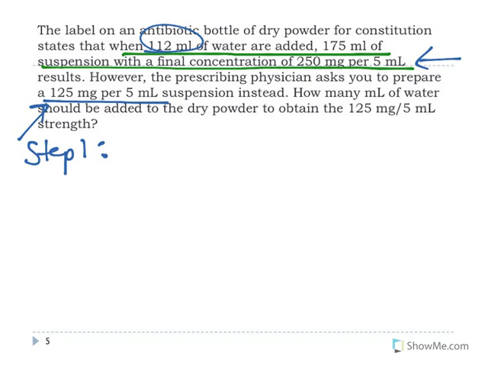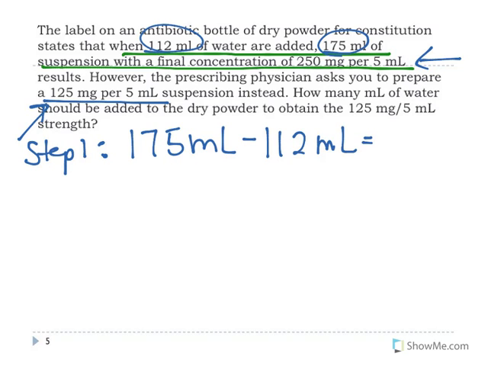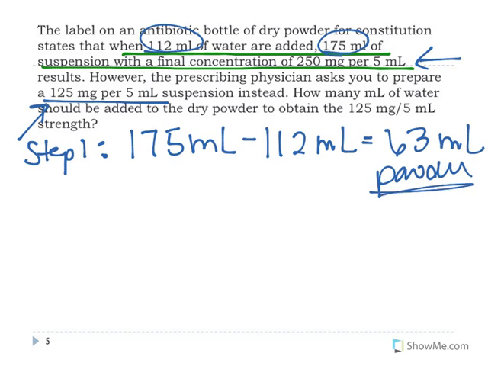And in this case, we figure that out by our manufacturer's instructions that our final product of 175 milliliters required 112 milliliters of water. And that means that 63 milliliters of volume must be from the powder. Now, no matter what we're going to do, that can't change. That's going to be stable. So that's step one. Step two is, well, what is our new total volume going to be based on the new concentration that we want?